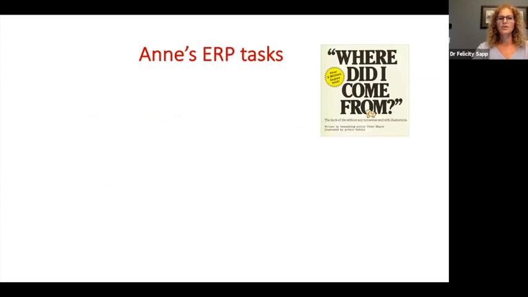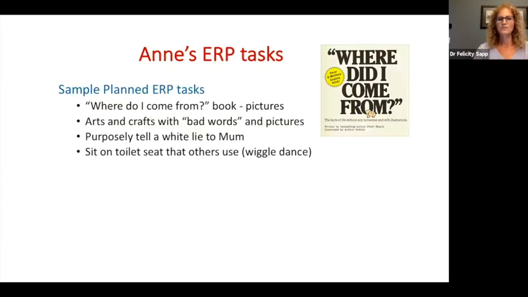So some of Anne's ERP tasks were pictures from this book that her mom brought in, and she had to look at them and let the icky thoughts be there. We did arts and crafts with the bad words and with pictures. Again, playing games. She purposely had to tell her mom a white lie, which she was just terrible at, and her mom was laughing because she's laughing when she's doing it. And then also I had her sitting on the toilet seat at home with her clothes on and just kind of doing a little wiggle dance, but it's one that other people use.